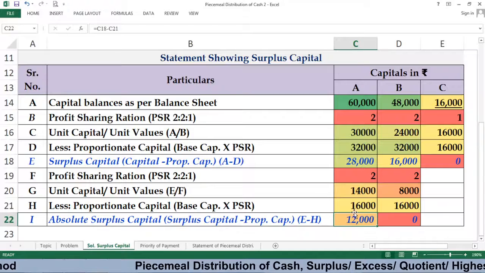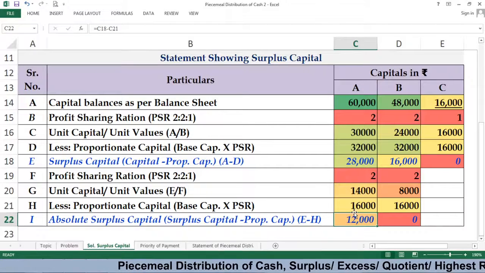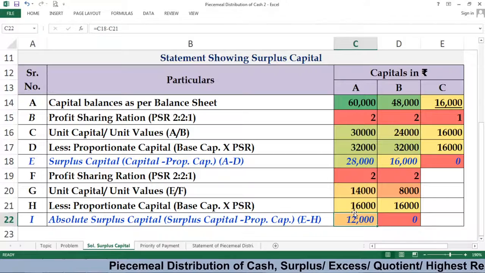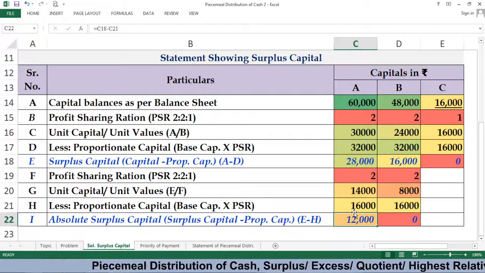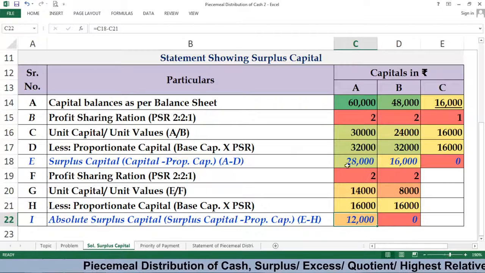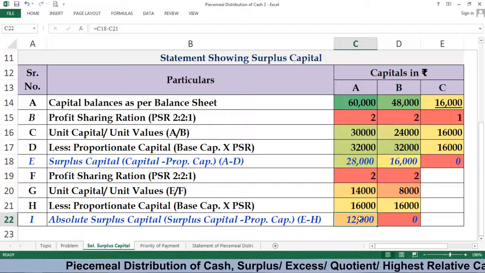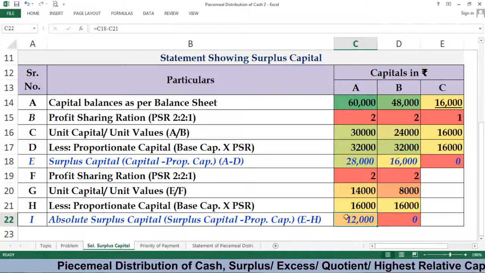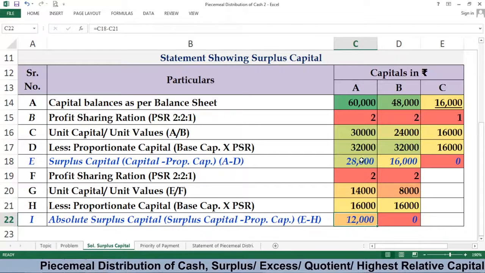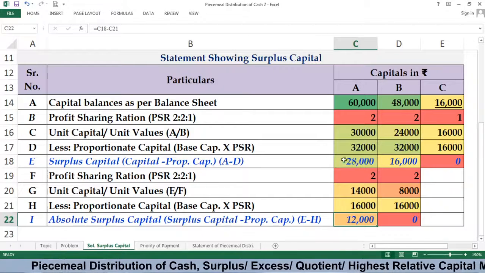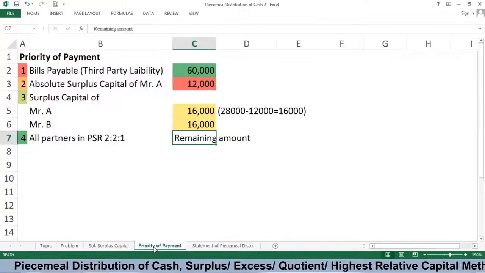A. That means first of all, when we pay the amount to the partners' capital, at that time we will have to consider Mr. A first. Then we will pay Mr. A 28,000 and Mr. B 16,000. Here we have already paid, we have to pay rupees 12,000 to A and 28,000 to A at the second stage. So let's see the priority of payment.